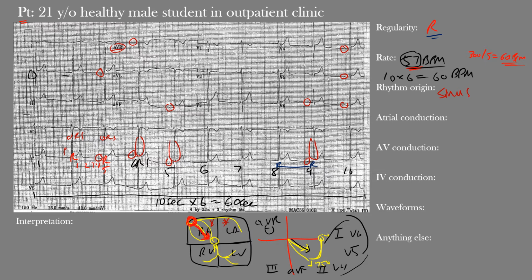So regular rhythm, slow rate, below 60. Remember, our normal rate for adults is between 60 to 100 beats per minute. And the rhythm origin is sinus. All right, how about atrial conduction?